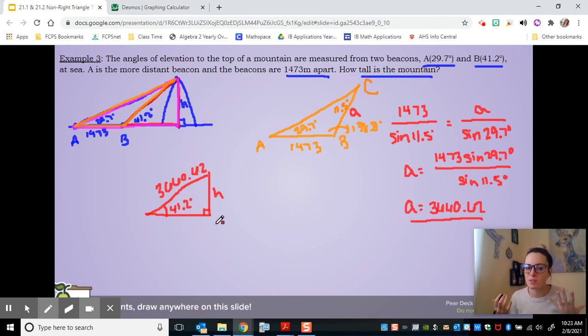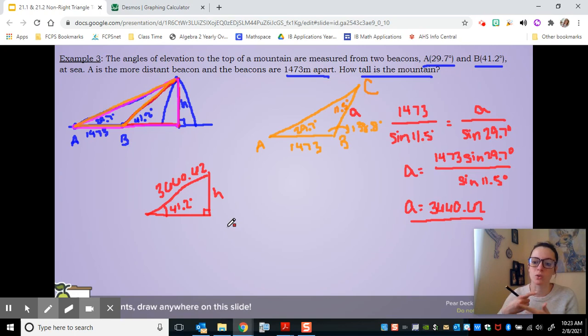So at this point, it's your choice. You can still use sine rule if you want to. You have an angle and the side across from it, and you have an angle and you're looking for the side across from it. So you can definitely still use the sine rule, even though it's a right triangle.